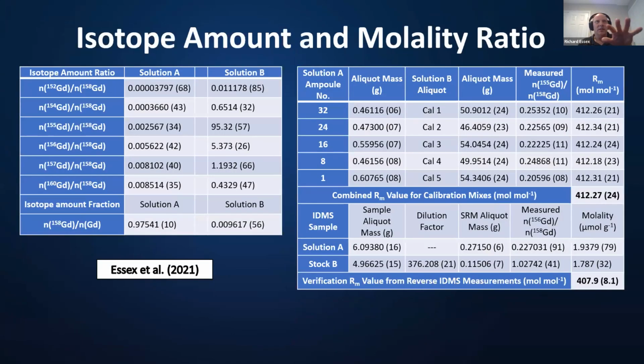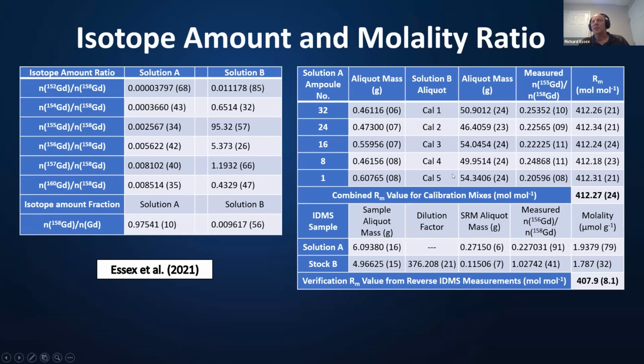So moving on quickly, here are some results. Of course, we have our end member solutions, and we measured the isotopic compositions of these. And just to mention, we had a 97% enriched 158 gadolinium and a 95% enriched 155 gadolinium.